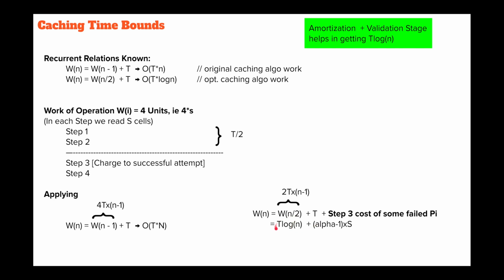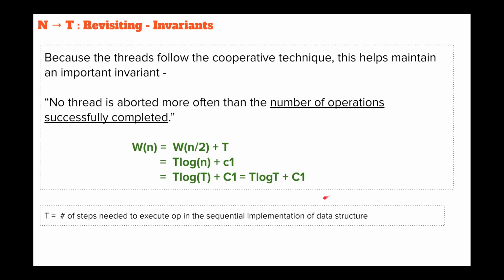Right, so this gives you t log n plus, essentially it should be alpha minus 1 into s. So no thread is aborted more often than the number of operations, which gives you a guarantee that W of n equals W of n by 2 plus t, and then t log n. We saw how this recurrence is converted, and n is essentially equivalent to t because of this invariant, and that's how that time complexity bound was captured.